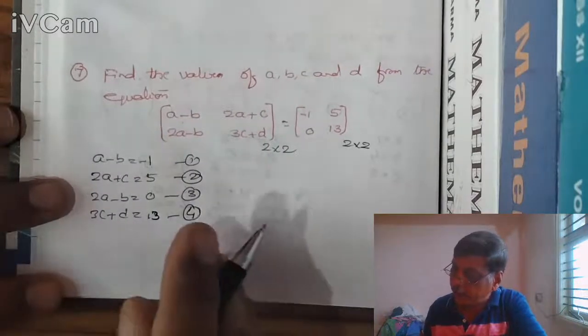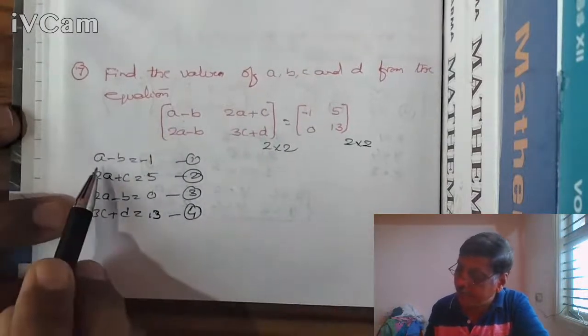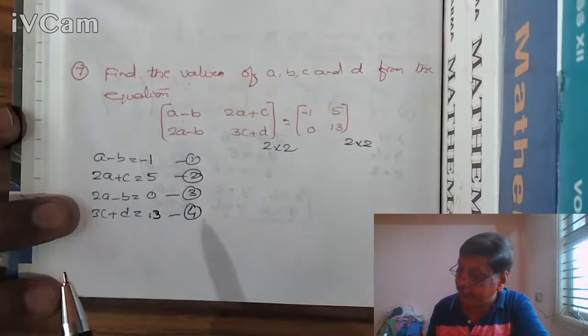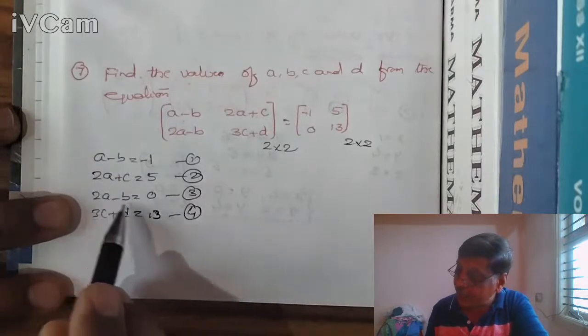Okay, so how do you solve here? a minus b is equal to minus 1. Here 2a minus b equals 0.